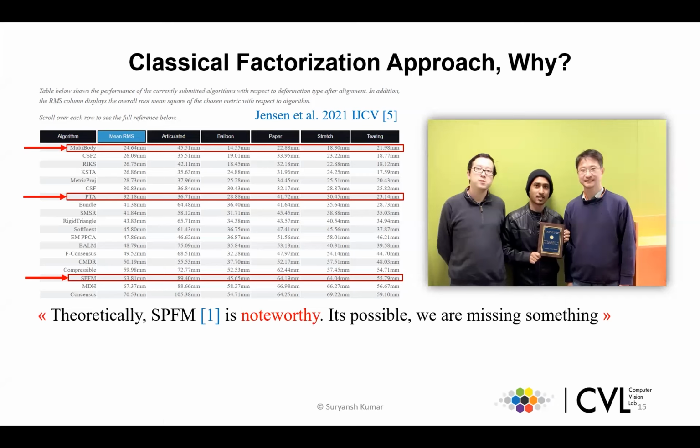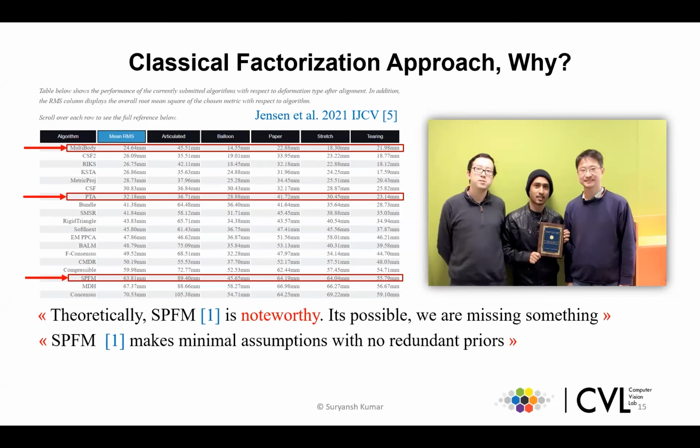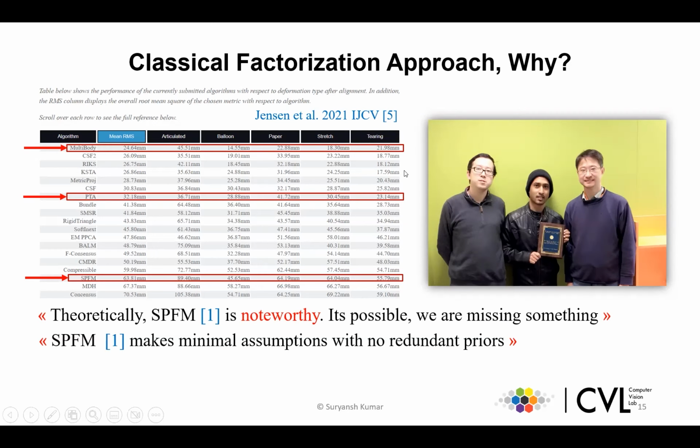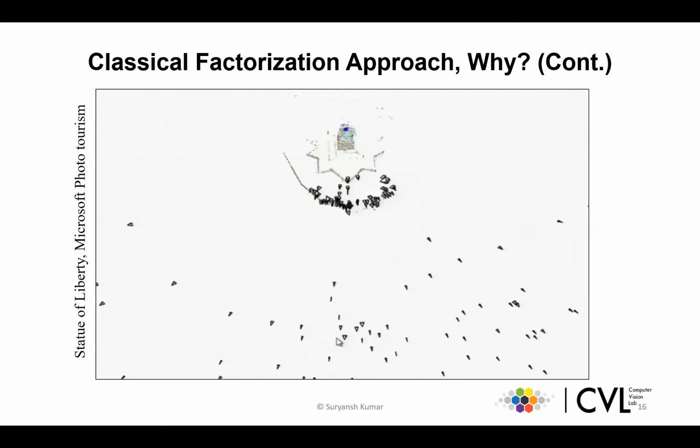SPFM, this simple prior-free method, as they call it, was noteworthy, but it was not able to perform well. So what I realized is there might be something we are missing with the theory. That also gave me additional motivation to go back, and both of these are matrix factorization approaches. Okay. So that was the motivation, that there is a theory and practice gap which we want to mitigate with this.